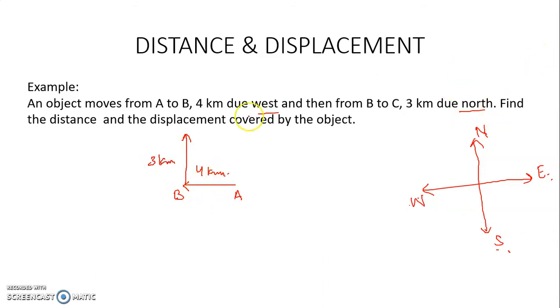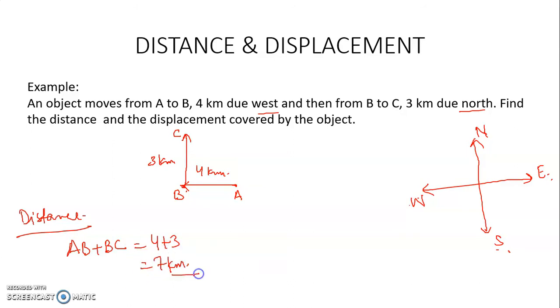All right, now find the distance and the displacement covered by the object. First, let me come to the distance. As I told you, what is distance? It is the total path traveled. So what is the path traveled? First it moved from A to B 4 kilometer, and then from B to C 3 kilometer. So this is the path taken by the object. So what will be the distance? AB plus BC. That will give you 4 plus 3. That is 7 kilometer. Alright. Now coming to the displacement part.